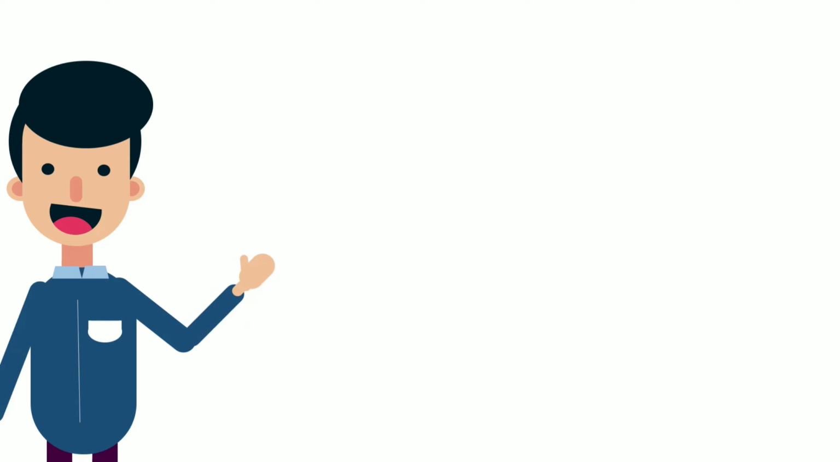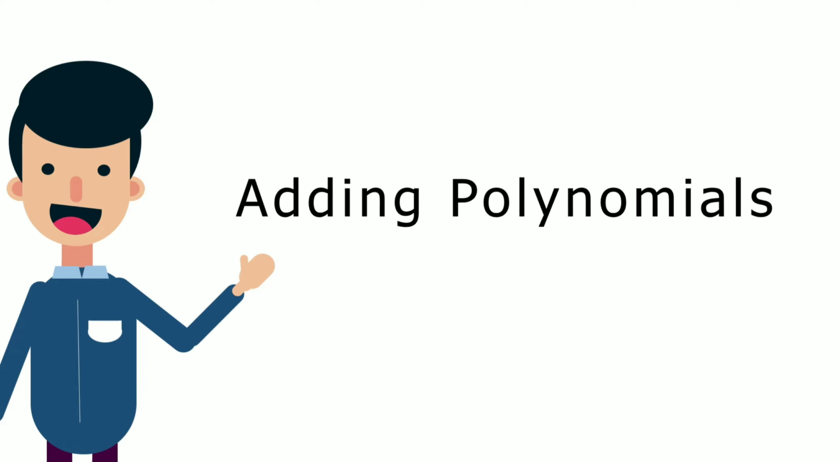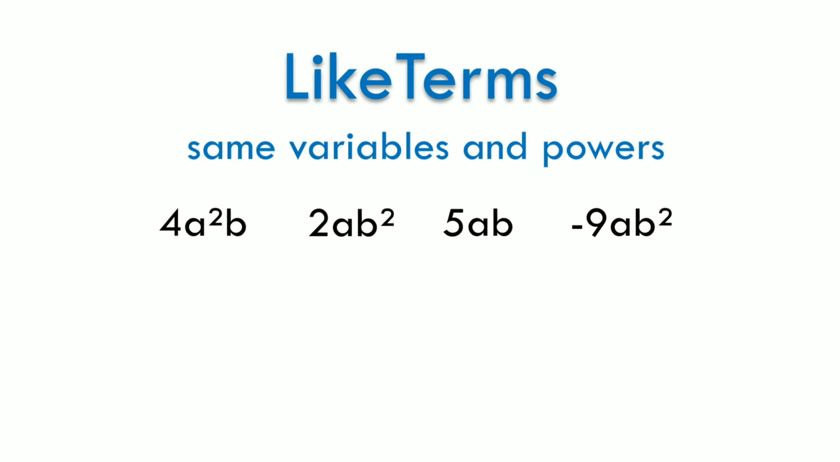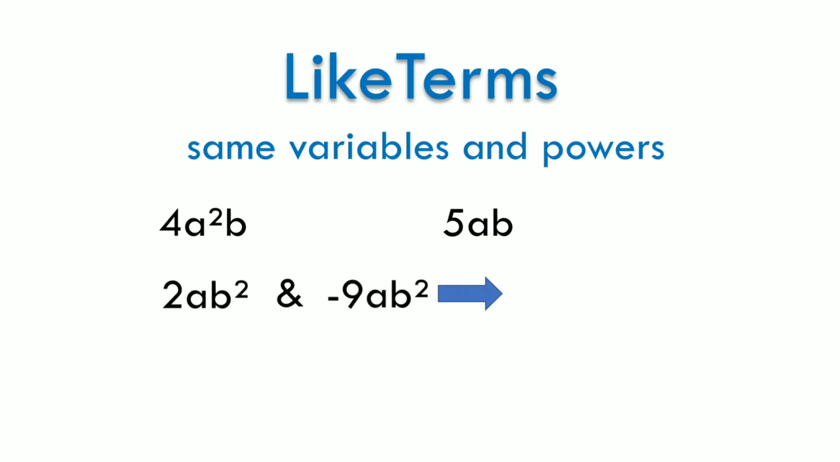In this video, you will learn how to add polynomials. Before we add polynomials, let's first recall like terms. Like terms are terms with the same variables and powers. Consider this example. If you notice, the variable and power of 2ab squared and negative 9ab squared is the same. Thus, we could say that these two terms are like terms.